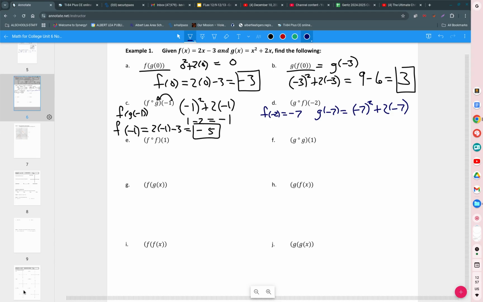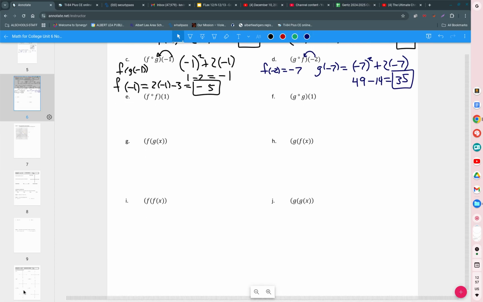I started by plugging in -2 for f, and I got -7. So then I plug in -7 for g, and -7 squared is 49, and 2 times -7 is -14. That comes out to be 35. Not too bad.